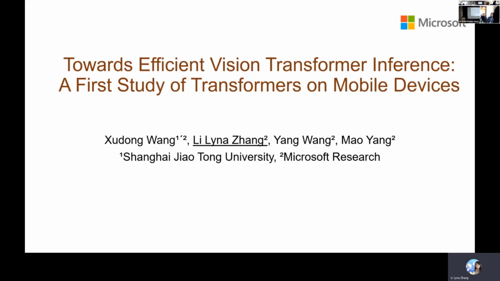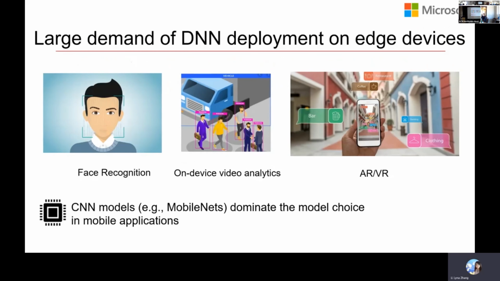Due to COVID-19, I will give a remote online presentation about our study on the popular vision transformers, which aimed to empower vision transformer inference on mobile devices. Let's start. As we know, there is a large demand of DNN deployment on edge and mobile applications, such as face recognition, on-device video analytics, VR and AR.